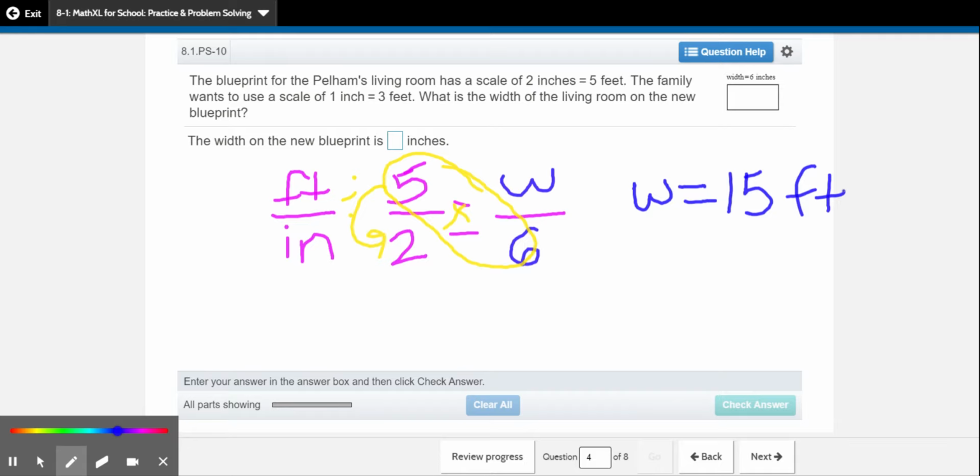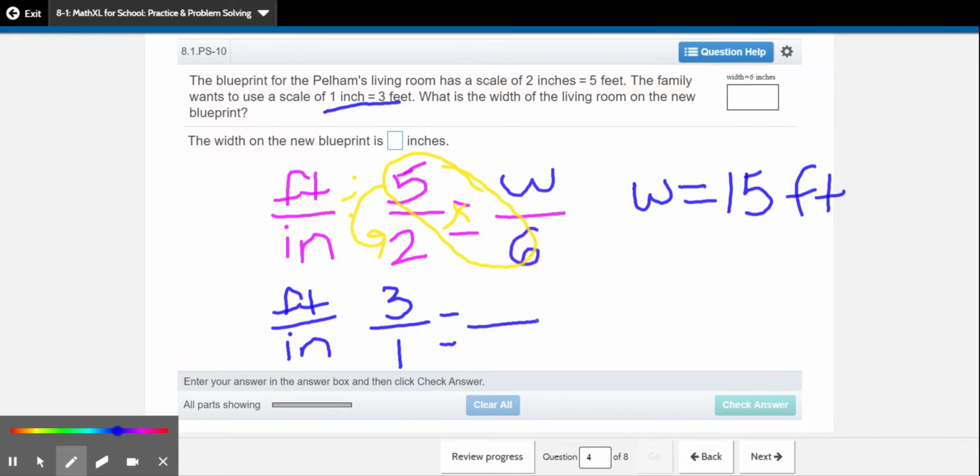Now, we need to scale that back down. So we have a different scale: 1 inch equals 3 feet. Again, we're labeling it. We're using the new scale they want to use. Our actual width is 15 feet.